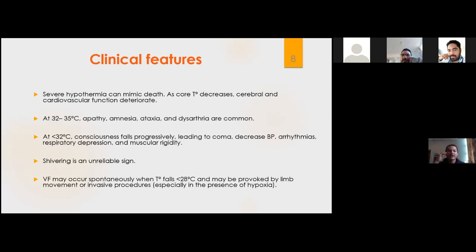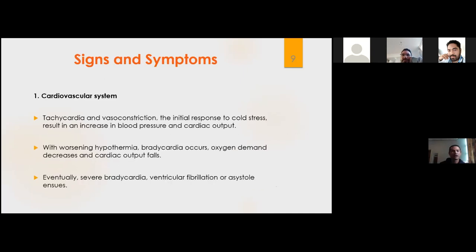If they have hypoxia, even the slightest movement can cause VT and VF. So we should be very careful in handling these patients. Let me go through the signs and symptoms systematically in a patient with hypothermia. Let me first discuss the cardiovascular system.